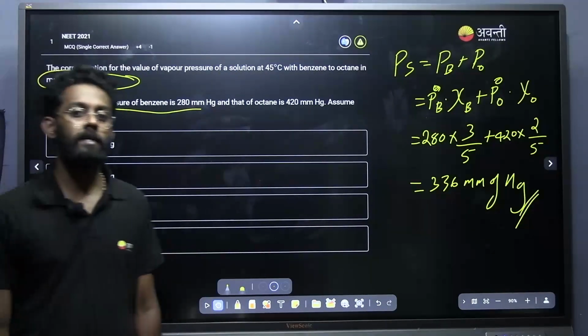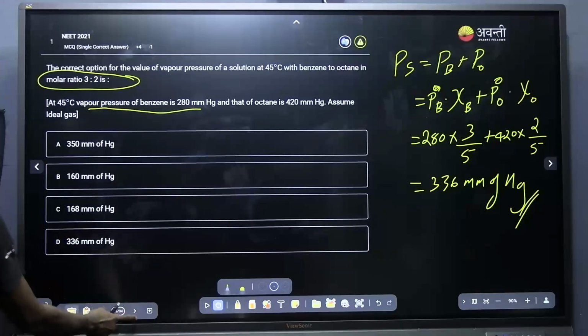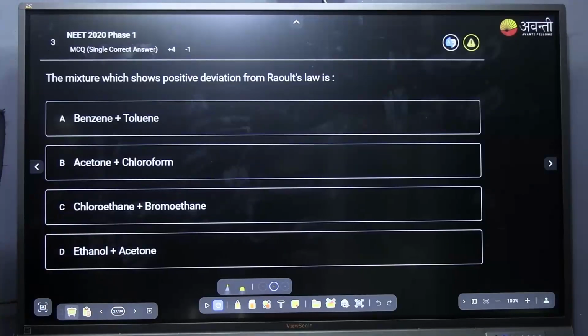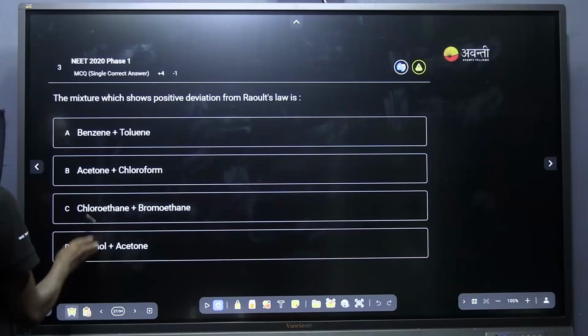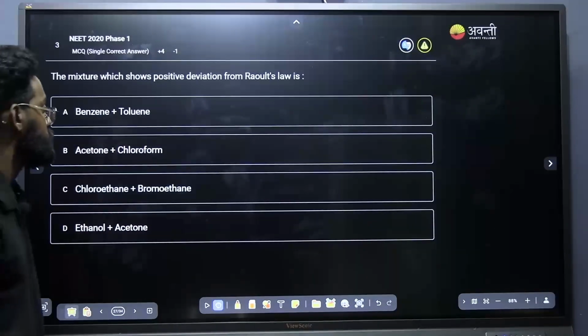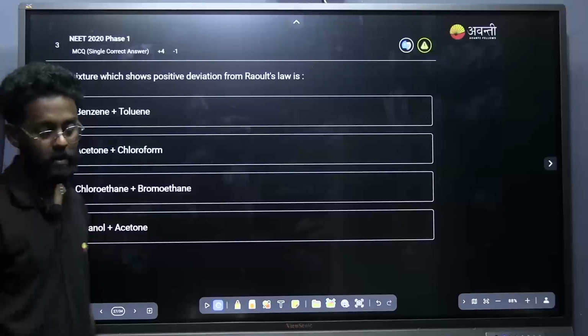Hope all of you got a clear understanding about this question. We will move to the next question. The mixture of solution which shows positive deviation from Raoult's law. What is the answer for this one?